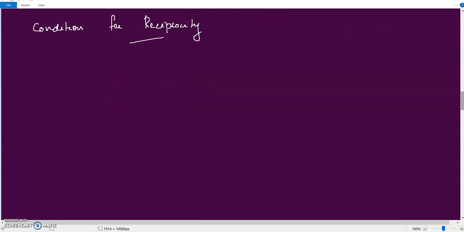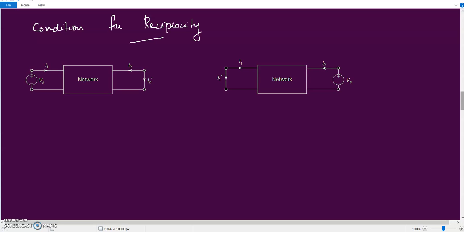Next, condition for reciprocity. Reciprocity states that the voltage to current ratio in this case is same as that in this case. The difference between these two cases is that here the voltage is given at the input and the current, or the response, is taken at the output port. Here the voltage is given at port 2 and the response is taken at port 1. So in these two cases, if the voltage to current ratio is equal, it means the network is reciprocal.